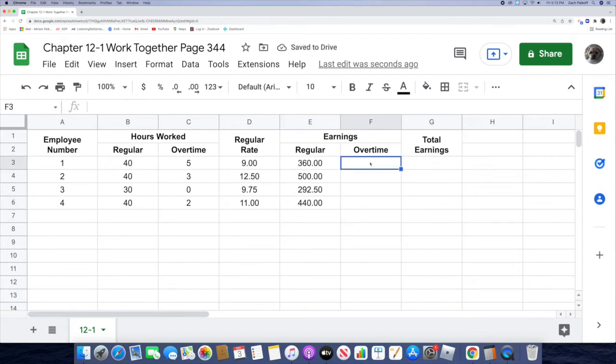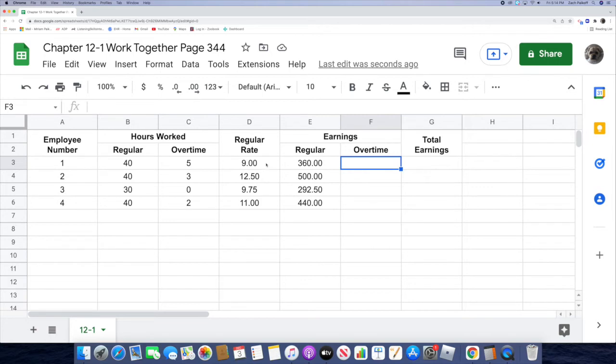The next thing that we're going to do is calculate the amount of overtime earnings for each employee. And the way that we calculate overtime earnings for each employee is by taking the regular rate and multiplying it times 1.5 or time and a half. We then multiply that number times the number of overtime hours worked, and that will give us the overtime earnings.